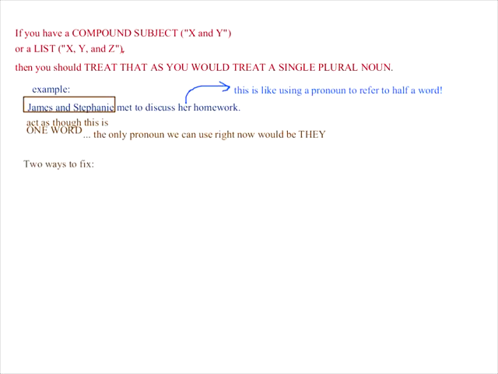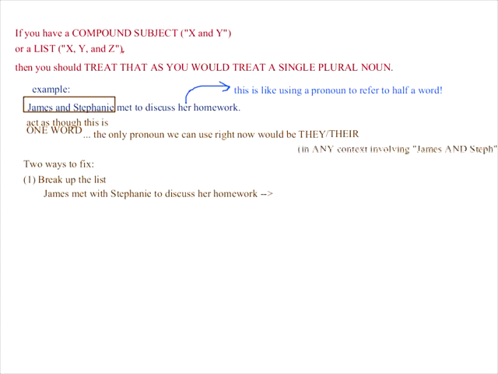The first way to do it is to break up the list. So you could say something like, James met with Stephanie to discuss her homework. This is okay. Yeah, I mean, I'm not saying we can use it in this context. I'm just saying in any context involving James and Stephanie. So not just this one context.